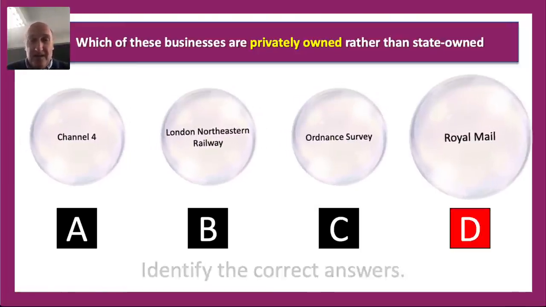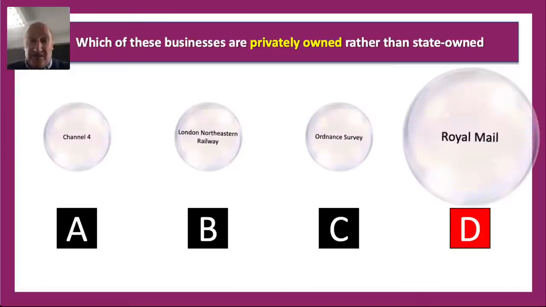Let's check. Well done to those three. Tremendous answers. Yeah, Channel 4 is currently state-owned, although Nadine Dorries wants to change that. London North Eastern Railway has changed hands over the years. This is the line from London to Aberdeen, and it's now state-owned. London North Eastern Railway took over the franchise from one of the private sector businesses a few years ago. Ordnance Survey, the mapping company, is state-owned. Royal Mail, of course, was privatised, first of all, in 2013, and then fully privatised in 2016.